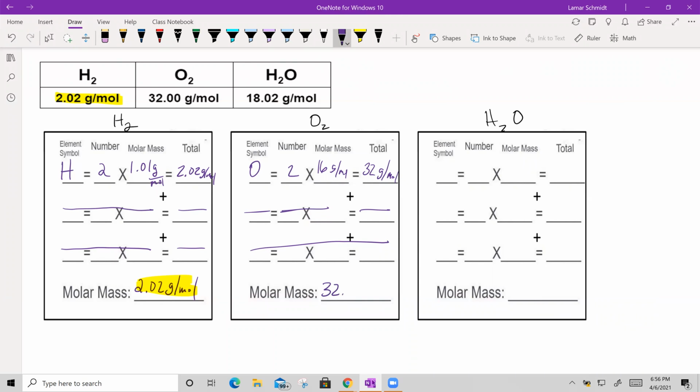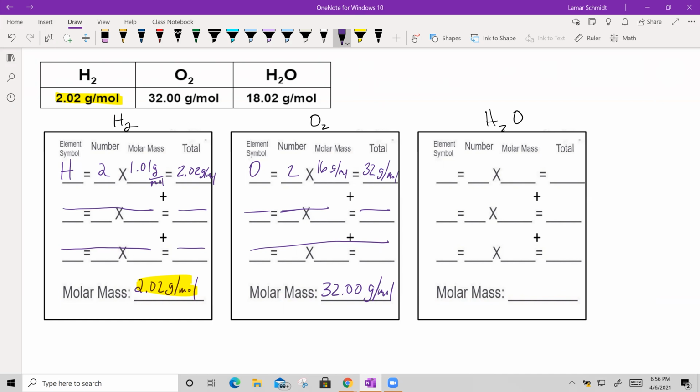So it's just going to be 32. And if we wanted to put two decimal places, we could. They're zero, so it's not that big of a deal. If I said 32 or 32.00 grams per mole, there is a difference, but it's not that big of a deal in this lesson.